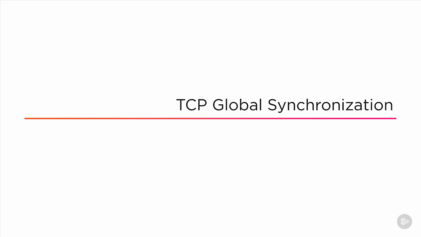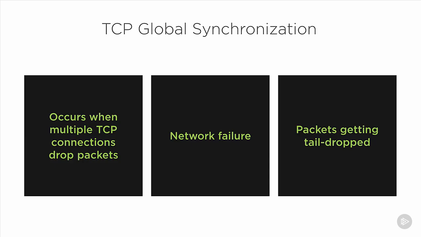The term TCP global synchronization almost sounds like a good thing, maybe even the name of a cool techno band. But as we'll see shortly, it's neither one of those. Global synchronization occurs when a large number of TCP connections experience packet loss simultaneously. This could be due to a momentary connection problem somewhere in the network, but more commonly it's simply due to a surge in traffic filling up the buffers on a router and getting tail dropped.